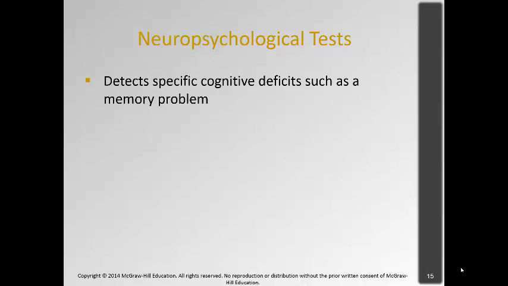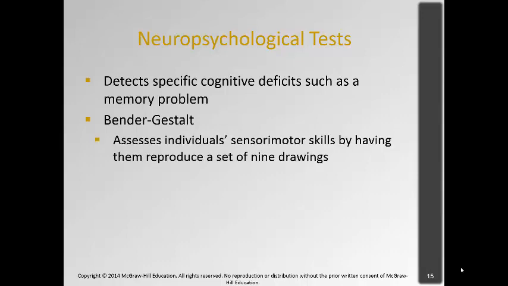Neuropsychological tests detect specific cognitive deficits such as memory problems, brain disorders. So if people have had a concussion or whatever and they're having some problems, they may have neuropsych tested to see if they can determine what specifically some of their deficits may be. One of the most known neuropsych tests is the Bender Gestalt.